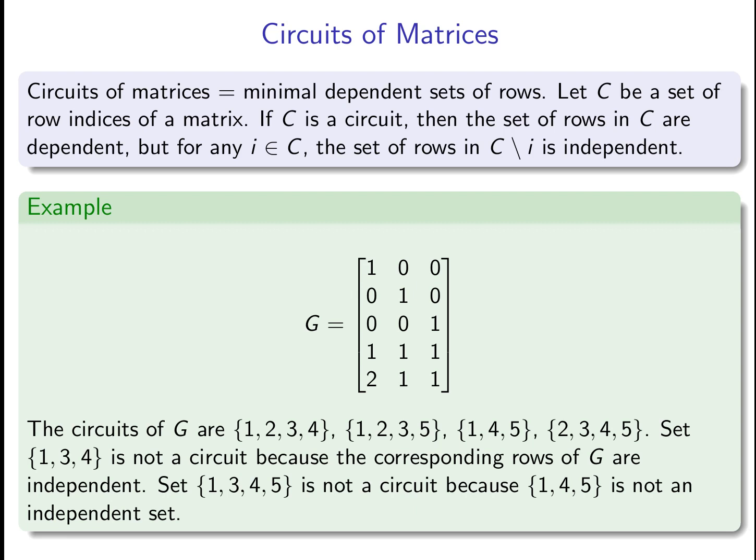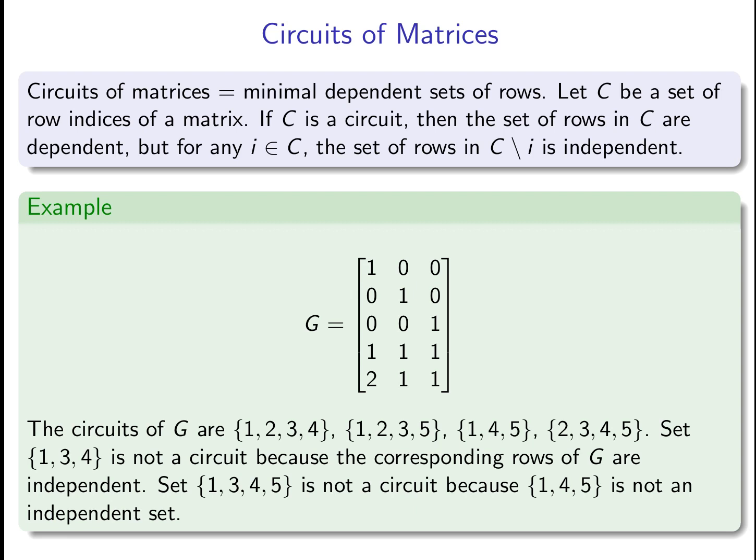For example, let us see this matrix here. G has 5 rows: row number 1, 2, 3, 4 and 5. The first 3 rows are 1, 0, 0, 0, 1, 0 and 0, 0, 1. Row number 4 is the sum of the first 3 rows. Row number 5 can be obtained in various ways, but one can see that it is the sum of the first row and the 4th row as well.